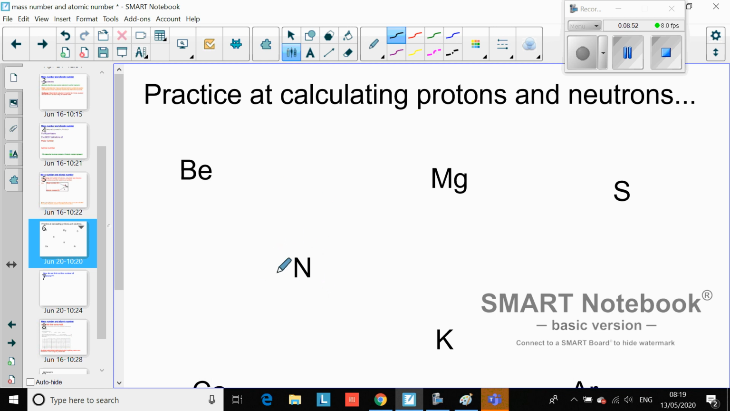So nitrogen has an atomic number of 7 and an atomic mass of 14. Right, so how many protons does it have? Well, the atomic number is the number of protons. That's easy. So it has 7 protons. How many neutrons does it have? Well, the mass is 14, 7 of which we know to be protons. So therefore, to bring up to 14, there must be 7 neutrons. Okay, so that's that one.